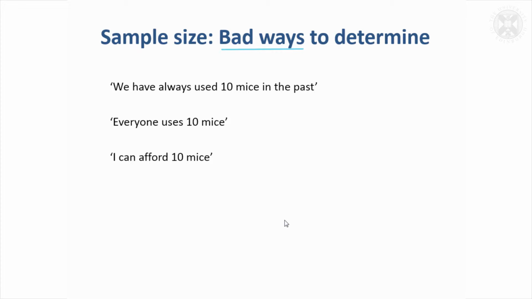And you're sort of challenged to try and justify why you should suit the number of animals to the particular experiment. Another argument is everyone uses this number. I can only afford this number. We've got practical restraints on the experiment, so I'm afraid that's all we can do. These are not really good ways to determine your sample size.